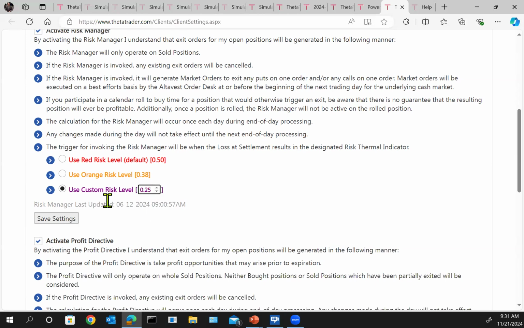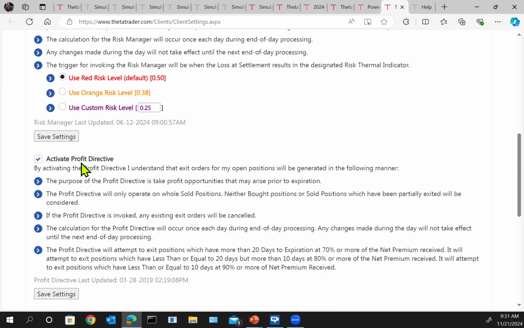But keep in mind, if you go low, say down to 25 on that risk level, then you will have more frequent losses, but the losses will be smaller in magnitude. So that's the trade-off. So we'll go ahead and leave that at the default. And then this is how you activate the profit directive as well. To automate that, you check that box and then you'll have to save your setting.